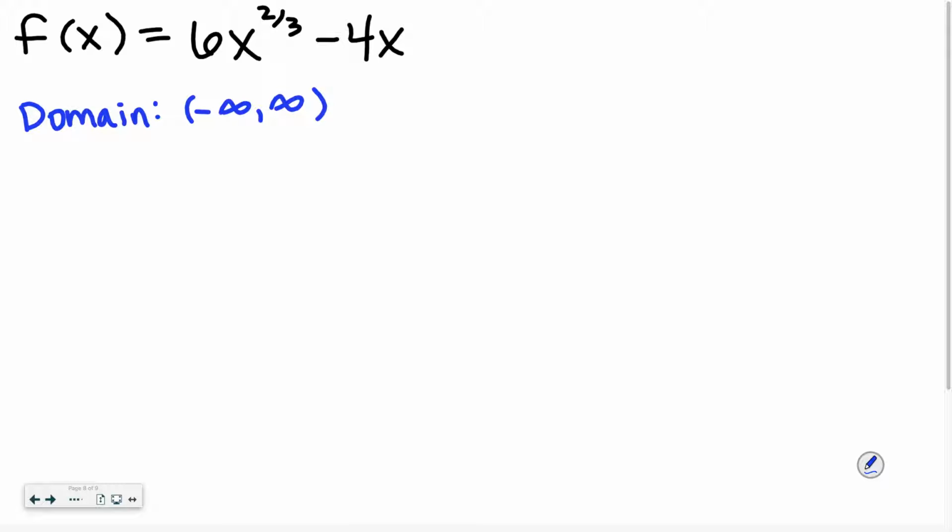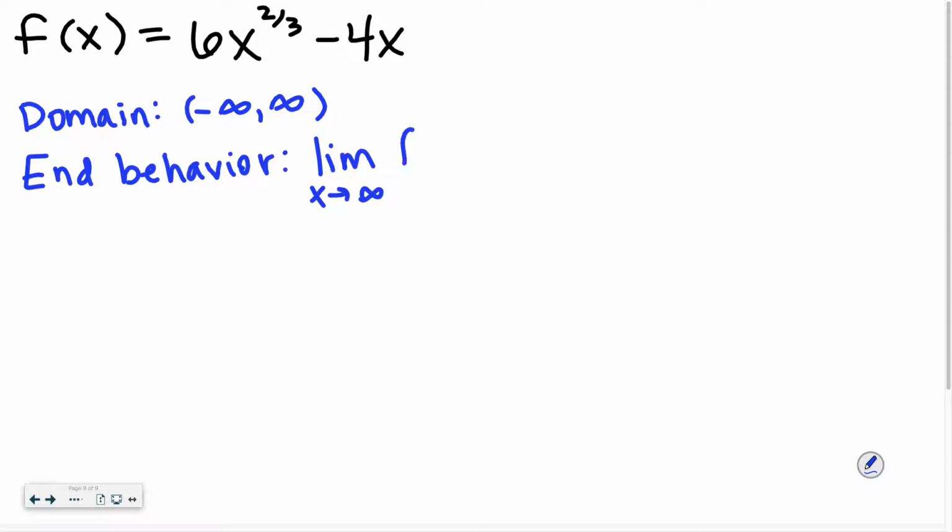Okay. Since we do not have a rational, we don't have to worry about asymptotes. So our points of discontinuity can be brushed to the side on this one. And we can go straight to end behavior. Okay, so remember, end behavior, we're talking about what is happening to the right of our function and what is happening to the left of our function.